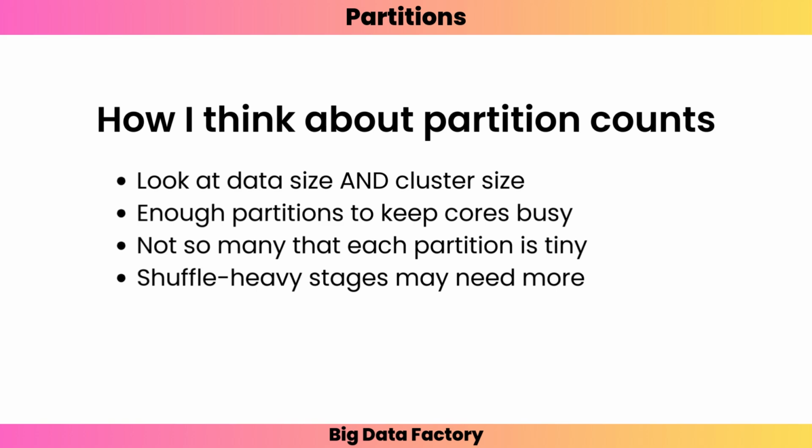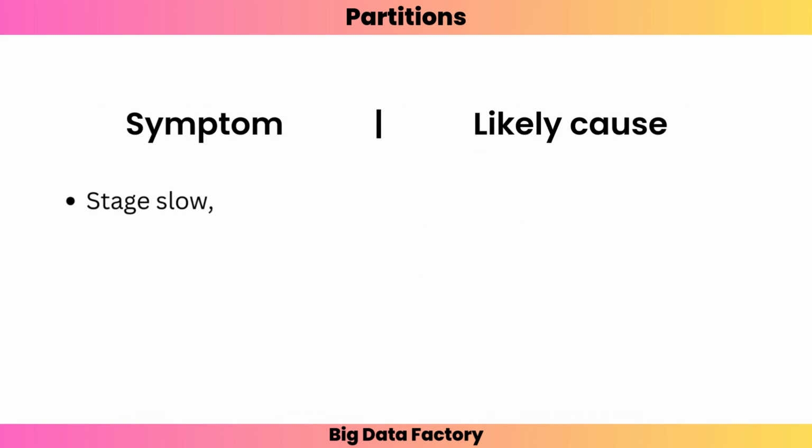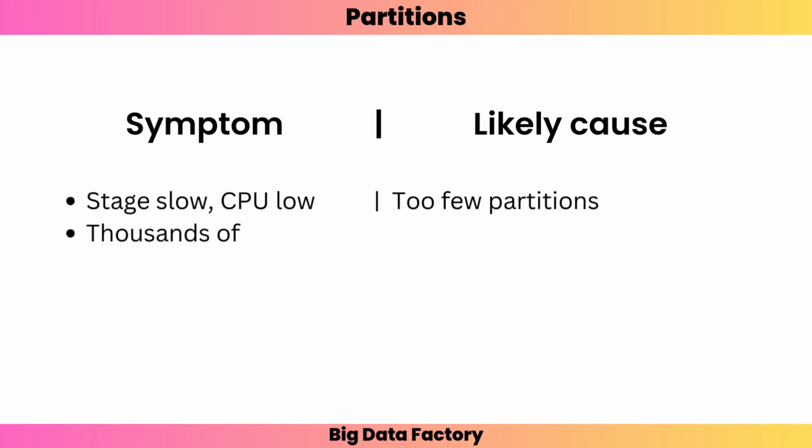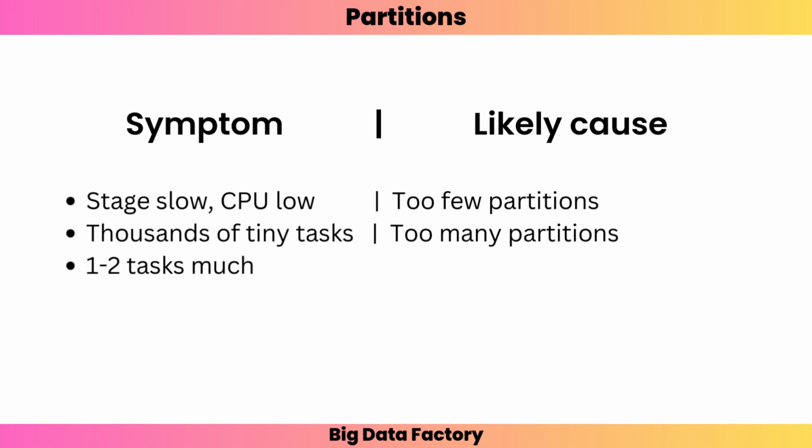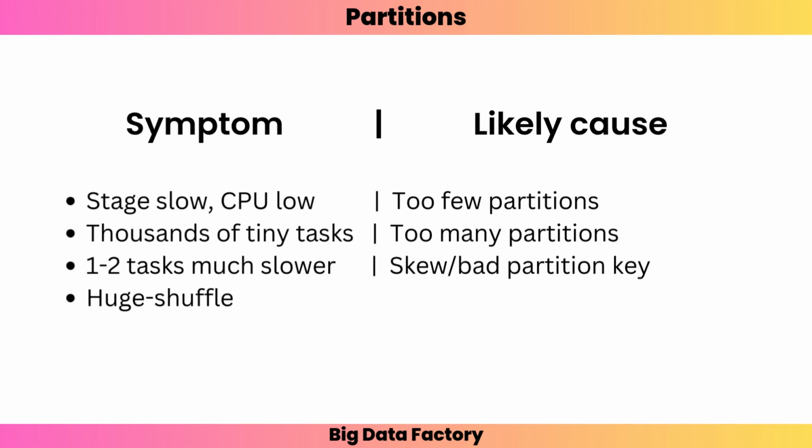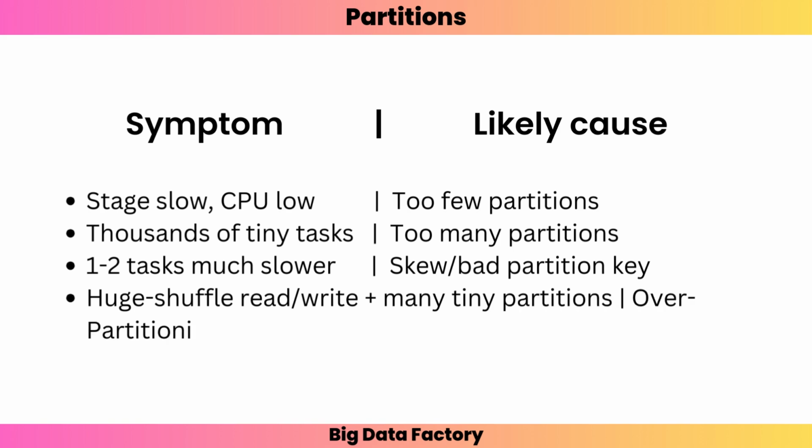Now let's translate this into symptoms you can actually see in your job. Your partitions are probably off if a stage is slow but CPU utilization is low, then it's too few partitions. You see thousands of super tiny tasks, then it's too many partitions. And one or two tasks are much slower than the rest, then you have a skew or wrong key. You see huge shuffle read or write with many tiny partitions, then it's over partitioning with heavy shuffle.